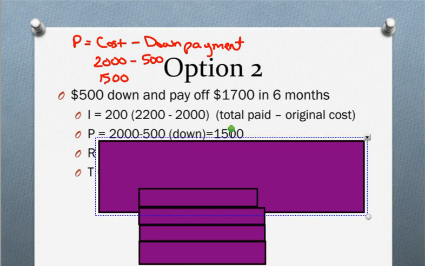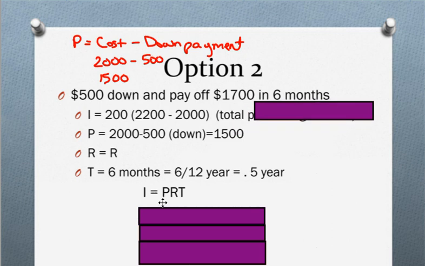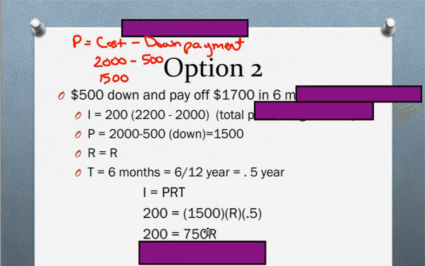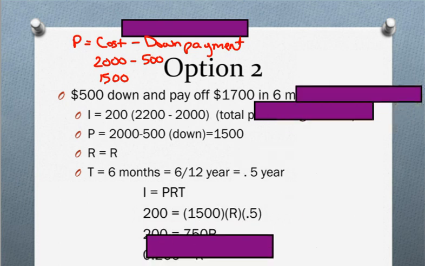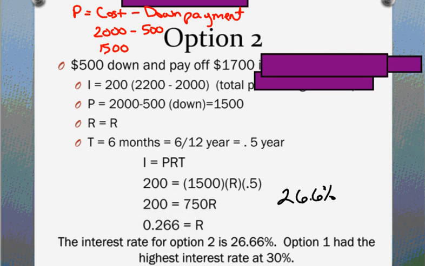Our rate we don't know, of course, and the time is still 6 months. So we have half a year. Okay, so we'll use our I equals PRT. We plug in the numbers. Ooh, that's kind of fun. We take 1,500 times 0.5, we get our 750. Divide both sides. Oops. There we go. And we get 0.266. And that will then become 26.6% interest. Okay. And it would keep going.